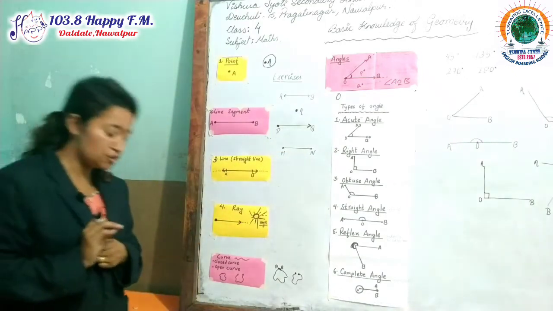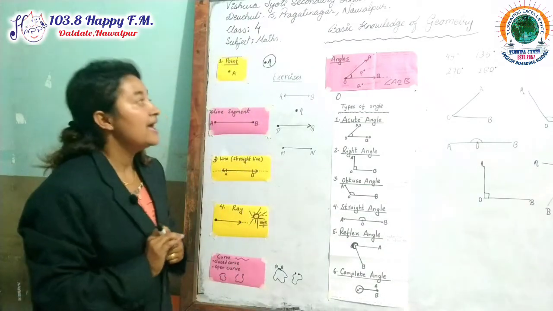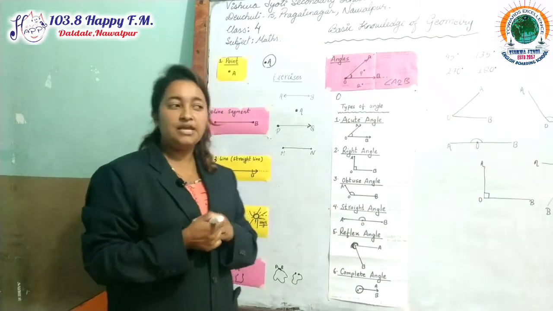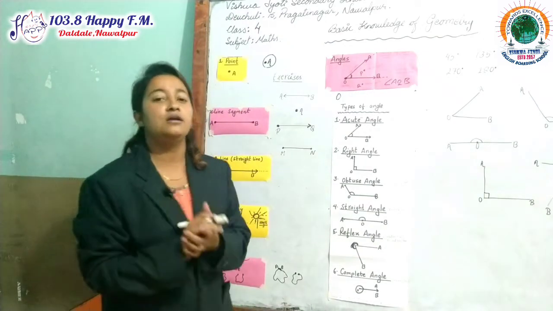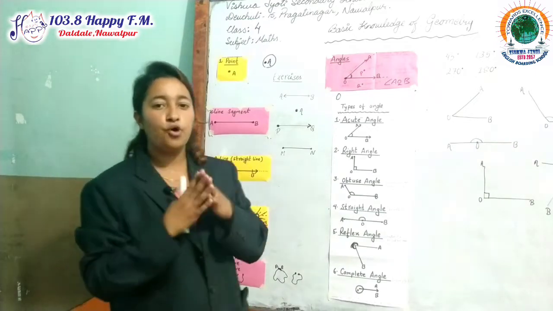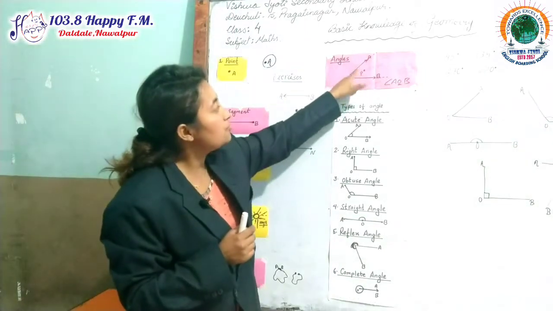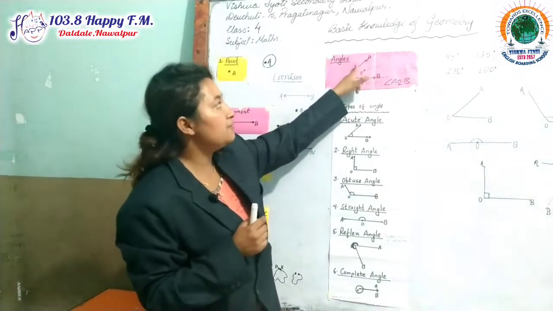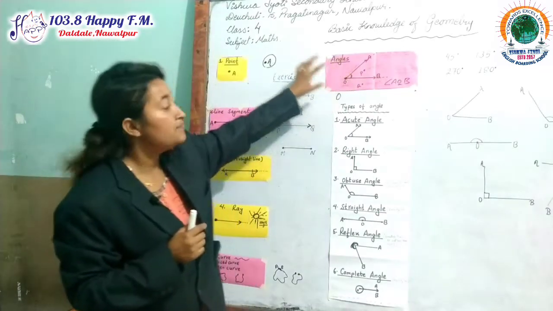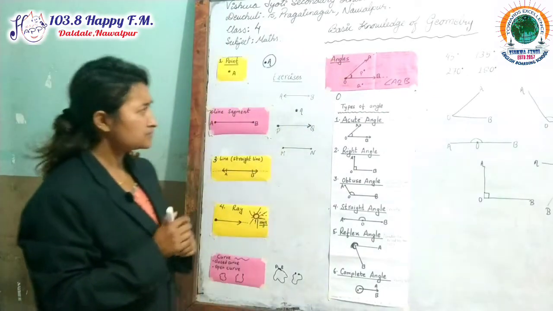Now, the heart of geometry. The next topic is the heart of geometry, that is angles. Do you know what is meant by angles? Simply, you can understand an angle as a corner. When two rays meet at a common point, they form an angle. The space between the two rays is called an angle. Simply, we can define an angle as the space between two rays meeting at a common point called the vertex.